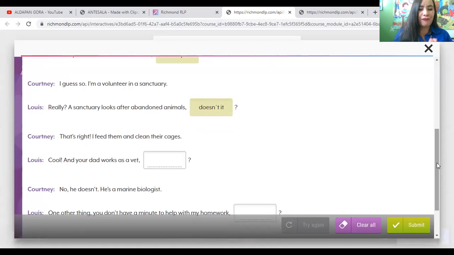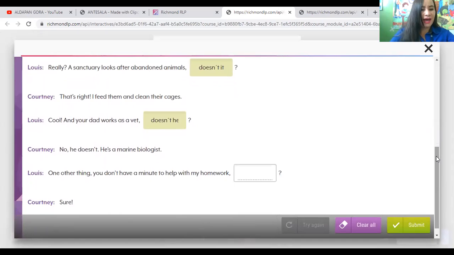That's right. I feed them and clean their cages. Cool. And your dad works as a vet, don't you? Your dad. We're talking about third person singular. Dad. Don't he? Which one? Doesn't he? The answer, let me see. The answer is no, he doesn't.